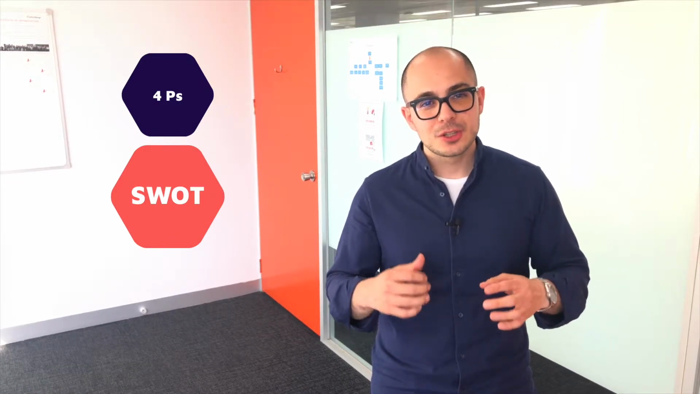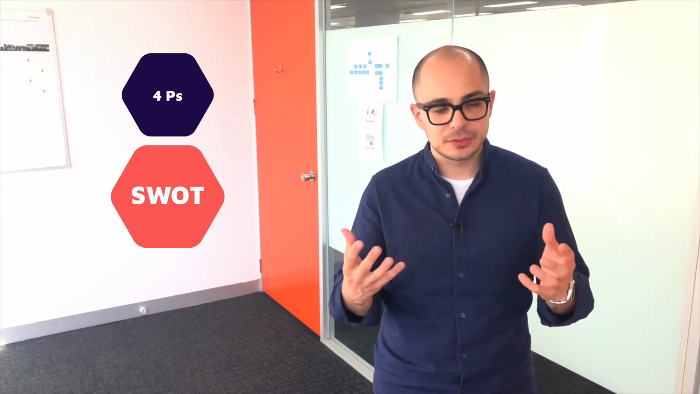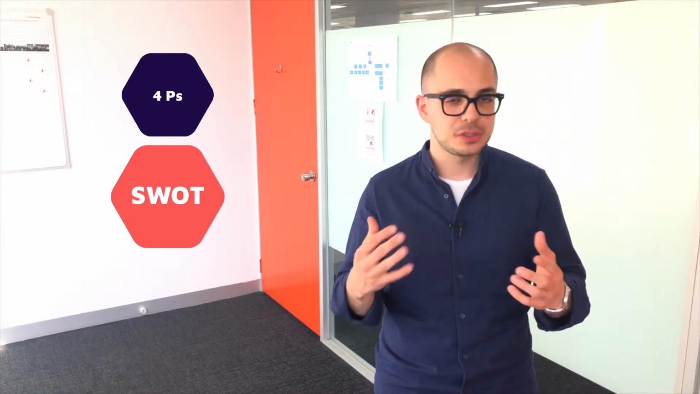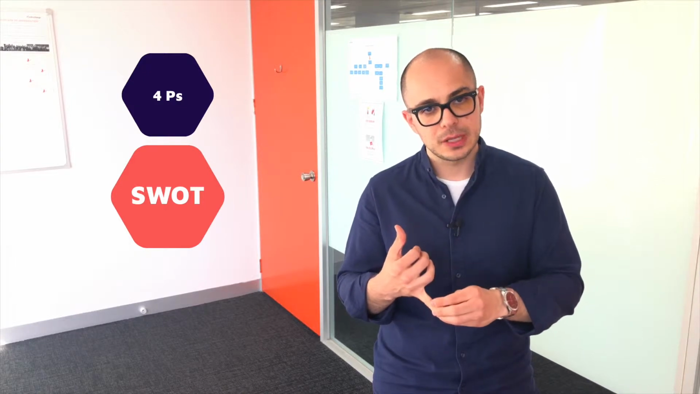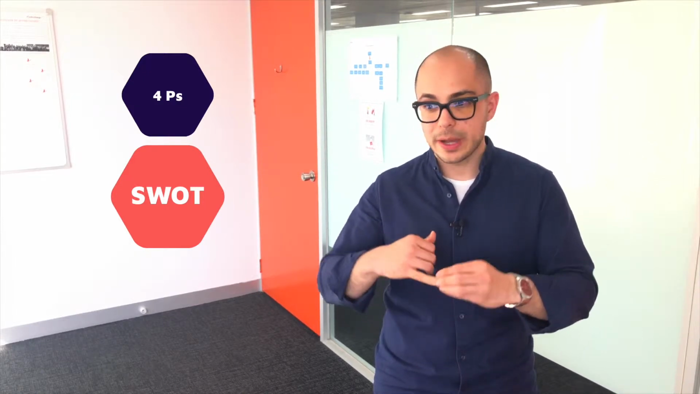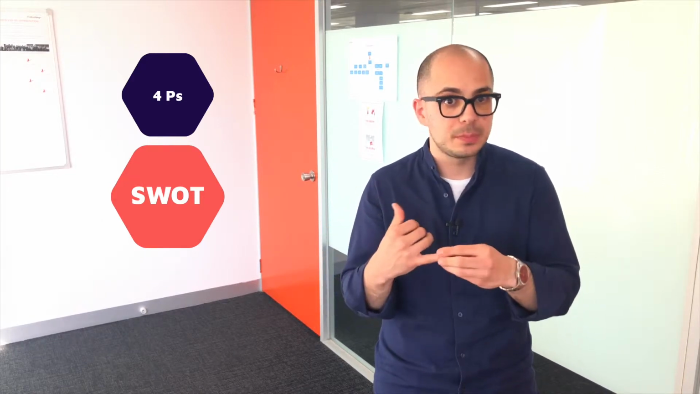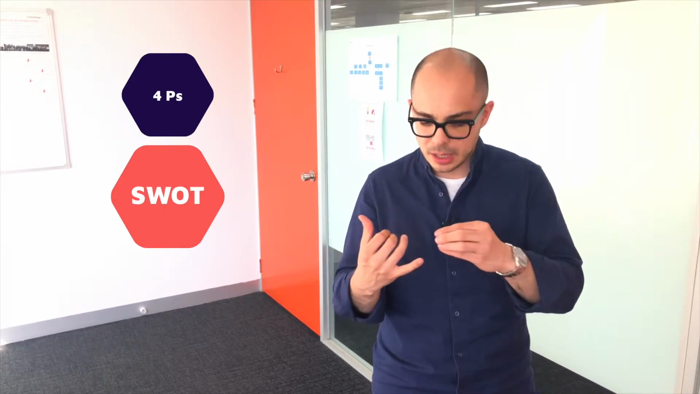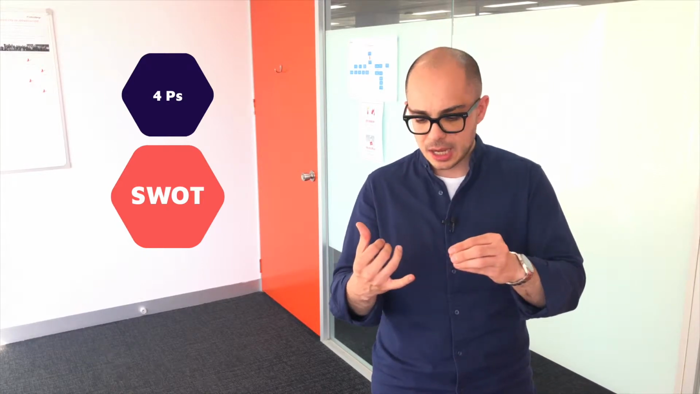All right, so the 4Ps is a very familiar concept. A lot of people, especially marketers, have heard of the 4Ps. The very first one is the product. So you do a SWOT analysis around your product, or it could be your service. What are the strengths? What are the weaknesses? What are the opportunities? And what are the threats when it comes to your product?